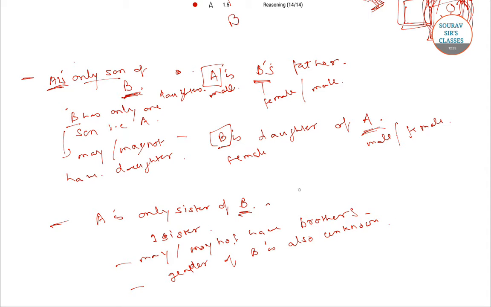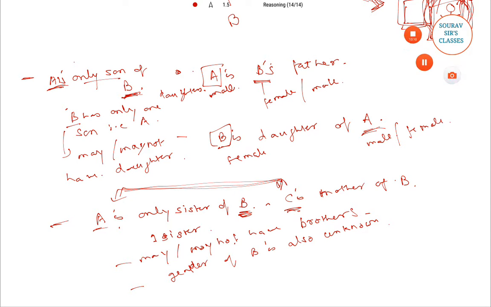So if C is mother of B, then all we know is that C has one daughter, that is A, but we cannot say that A is its only daughter, as B's gender can also be female. So C can have two daughters, that is B and A, but C cannot have more than two daughters, and C can have any number of sons.